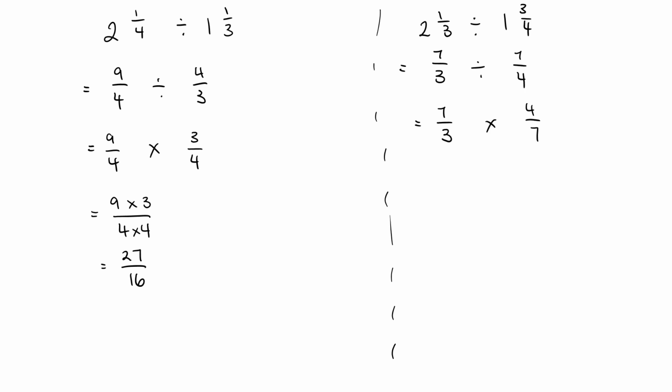And what we can see here is I've got a 7 on the numerator and a 7 on the denominator, so I can now cancel them out. We end up with 1 over 3 times 4 over 1, which is going to end up giving me 4 over 3. Okay, so when dividing, just remember keep, flip, and change, and cross-cancel where you can if you're competent.